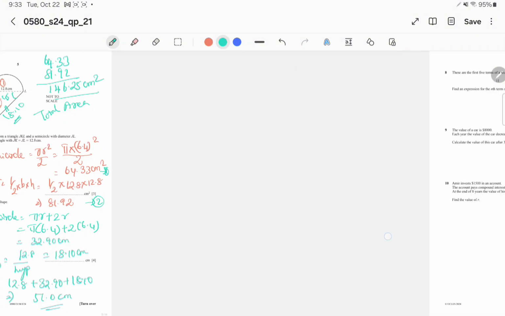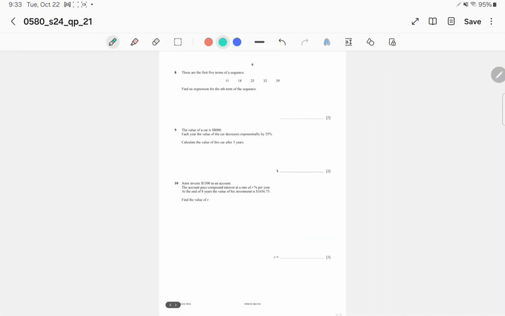Okay, next question. The first 5 terms in a sequence are 11, 18, 25, 32. Find an expression for the nth term of the sequence. It is increasing each time by plus 7. If we calculate, it is increased by plus 7.